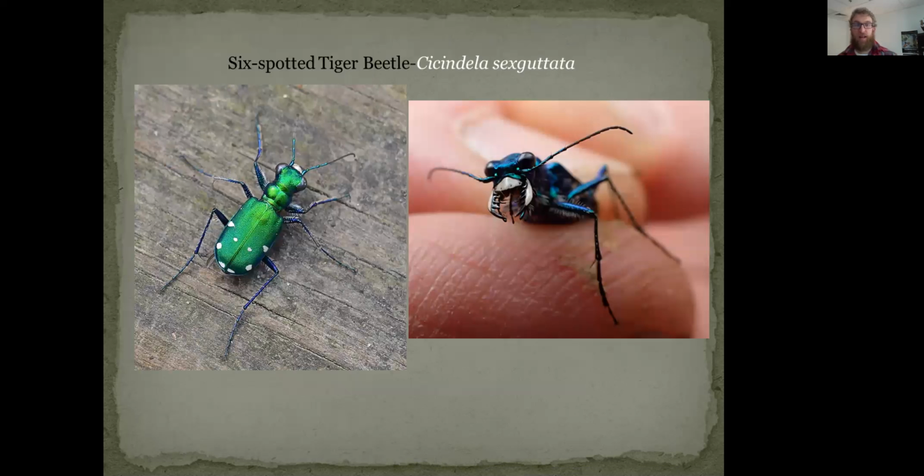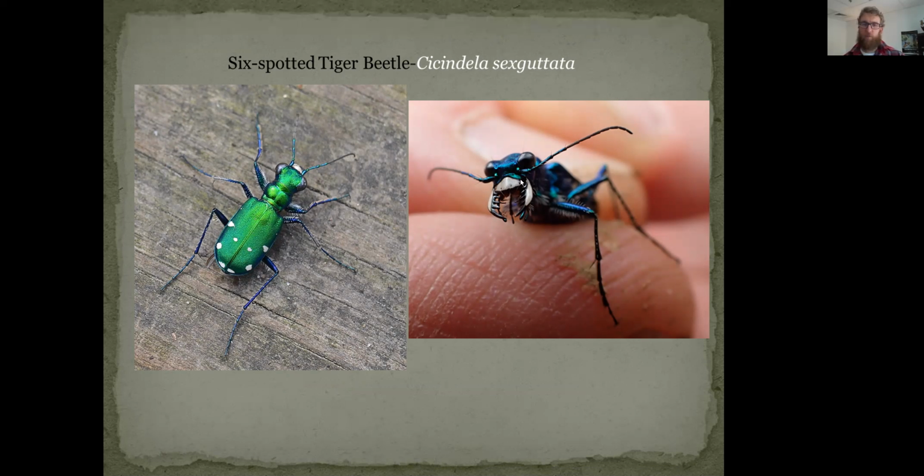All right, the six-spotted tiger beetle. This is my favorite family within the beetles. So there's a lot of different tiger beetles. This one, very striking. You see this a lot of times walking along paths or dirt roads in the spring and summer.